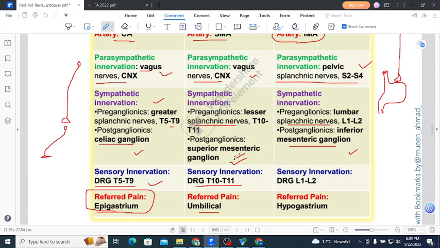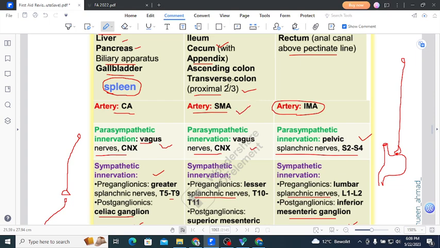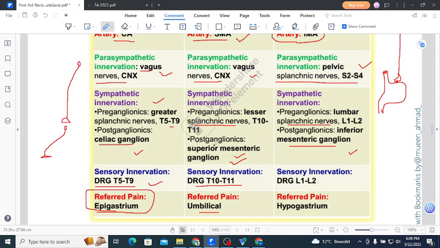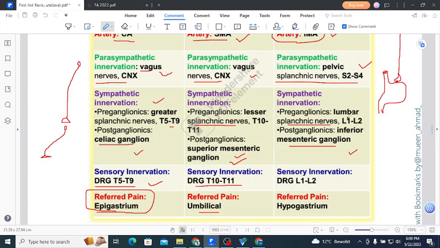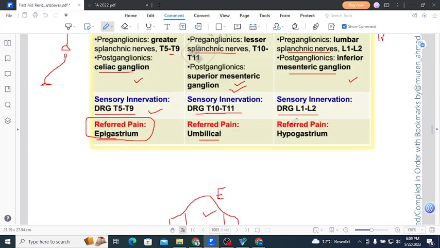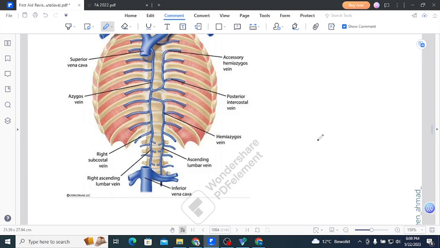That is, the name of the ganglion is similar to that of the artery. The midgut is supplied by the superior mesenteric artery, and the sympathetic ganglion is the superior mesenteric ganglion. The hindgut is supplied by the inferior mesenteric artery, and the ganglion giving innervation to the hindgut is the inferior mesenteric ganglion. Then the sensory innervation is by the dorsal root ganglion from L1 to L2 level. The referred pain is going to the hypogastrium.